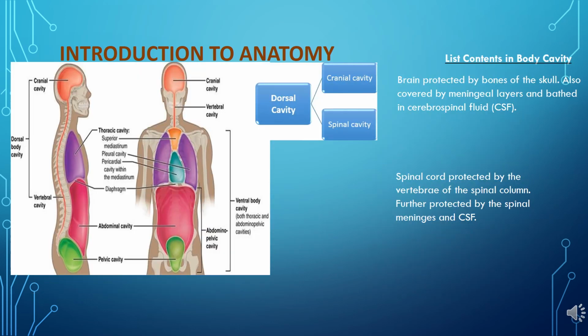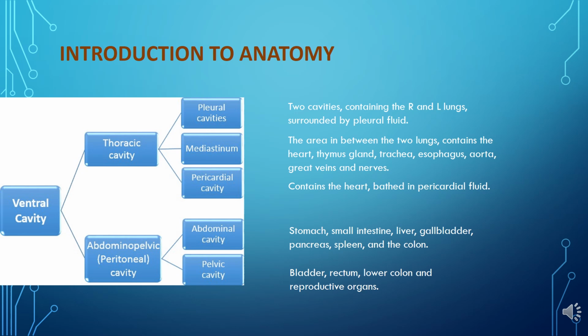List the contents of each body cavity. Brain: protected by the bones of the skull, also covered by meningeal layers and bathed in cerebrospinal fluid, CSF. Spinal cord: protected by the vertebrae of the spinal column, further protected by the spinal meninges and CSF. Two cavities containing the right and left lungs, surrounded by pleural fluid. The area in between the two lungs contains the heart, thymus gland, trachea, esophagus, aorta, great veins, and nerves. Contains the heart bathed in pericardial fluid. Stomach, small intestine, liver, gallbladder, pancreas, spleen, and the colon. Bladder, rectum, lower colon, and reproductive organs.